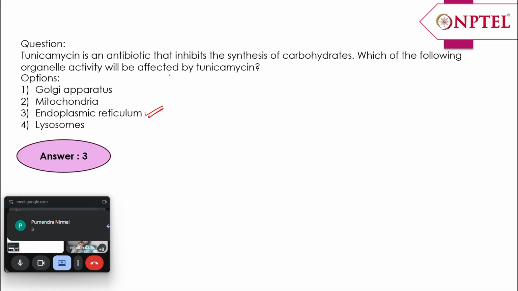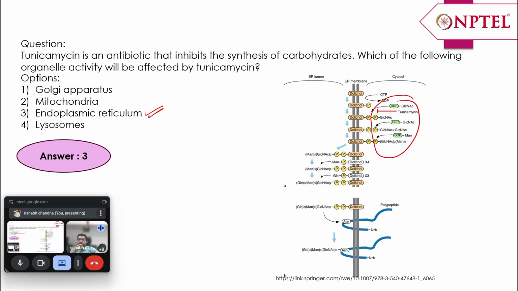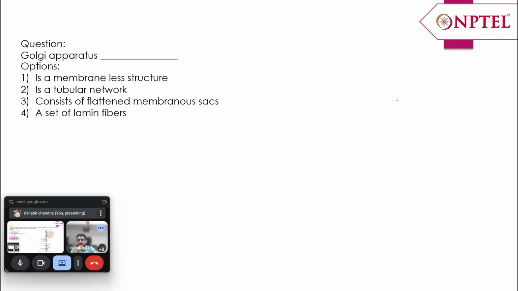So, the correct answer is option 3, that is endoplasmic reticulum. Here the oligosaccharide is actually playing an important role because it helps in the proper folding of the protein. So if we apply tunicamycin, an inhibitor of carbohydrate synthesis, it will affect the oligosaccharide addition to a particular protein, and then the protein will not be able to fold properly. Okay, so let's move forward.